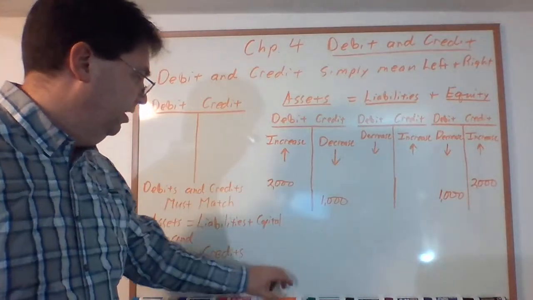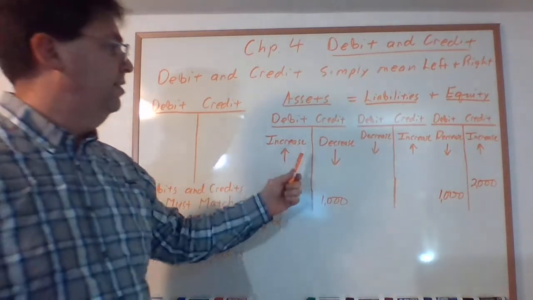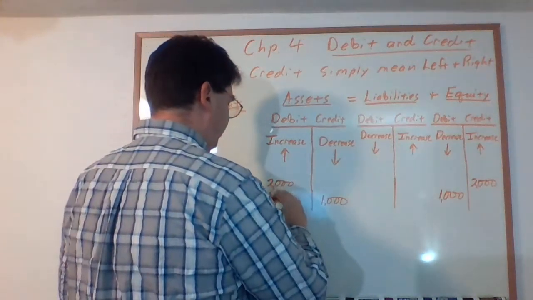Now, next thing you need to understand is that for assets, the debit side over here is the normal balance.